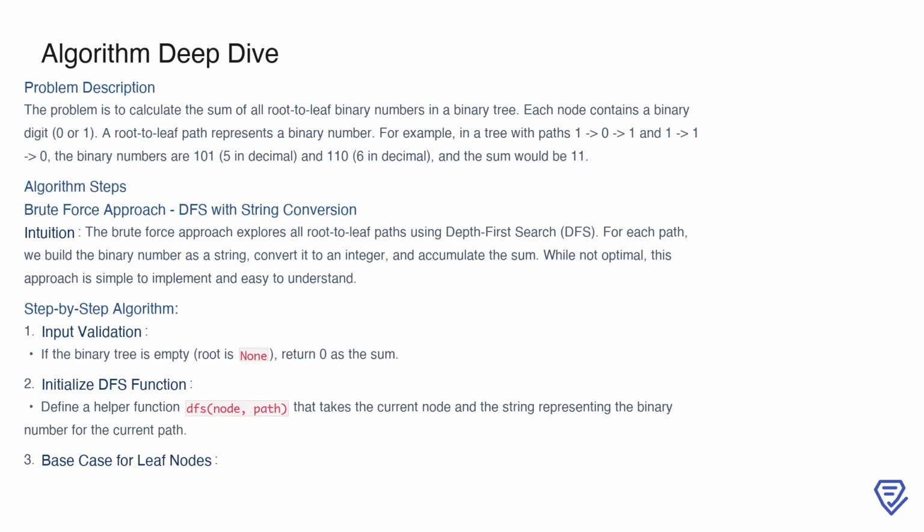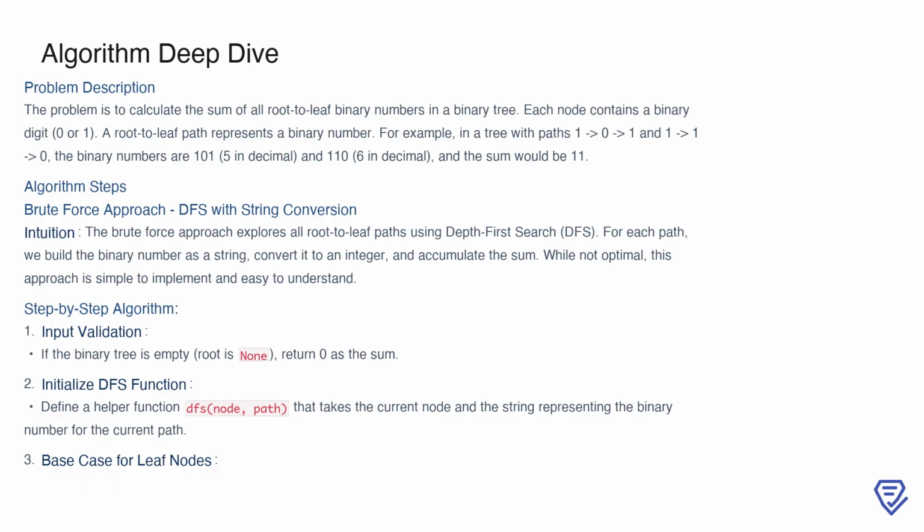To solve this problem, we need to calculate the sum of all root-to-leaf binary numbers in a binary tree. Each node in the tree contains a binary digit, either 0 or 1. As we traverse from the root to a leaf, the sequence of digits along the path forms a binary number. For example, in a tree with the paths 1-0-1 and 1-1-0, the binary numbers formed are 101 and 110. Converting these to decimal, we get 5 and 6, and their sum is 11.